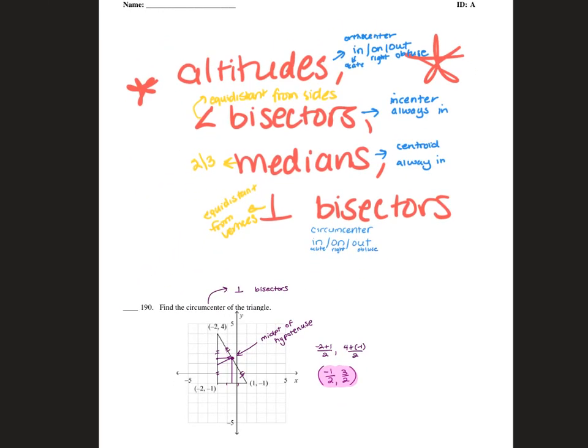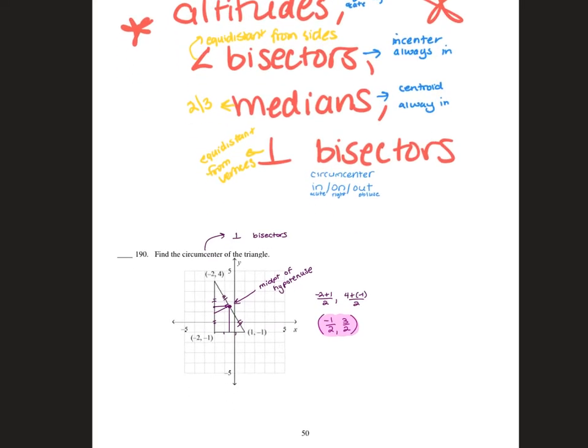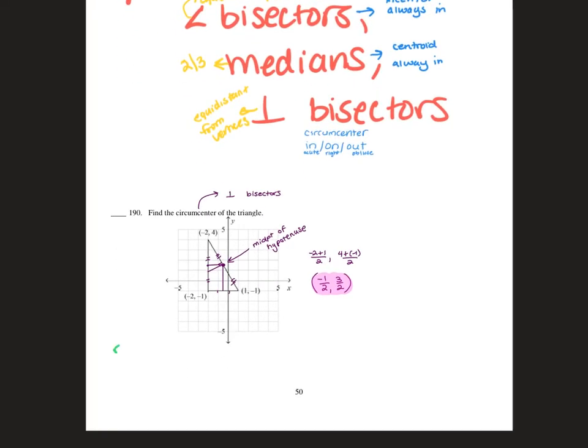So 190 was the circumcenters, which is the perpendicular bisectors. They meet at the midpoint of the hypotenuse. So you had to find the midpoint there. If it had said orthocenter, those meet at the right angle. Questions on those? Again, a lot of vocab questions on that stuff. Be careful.